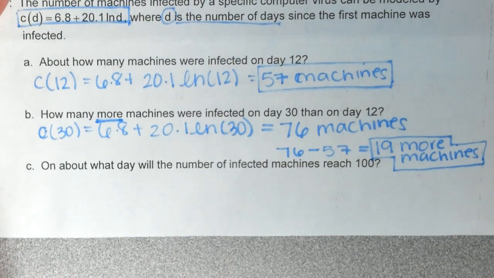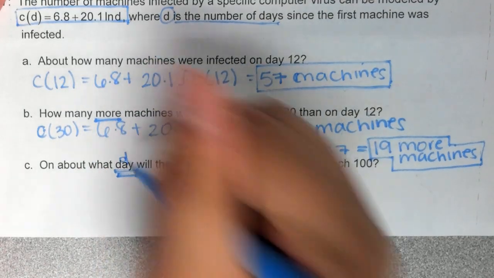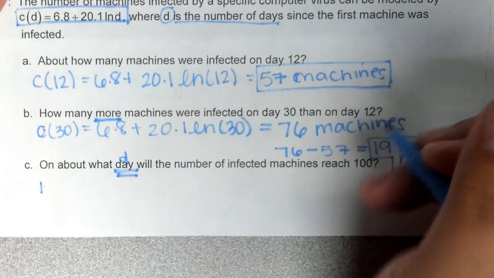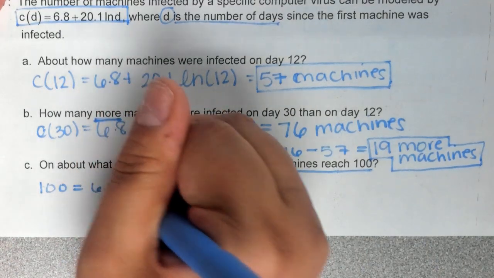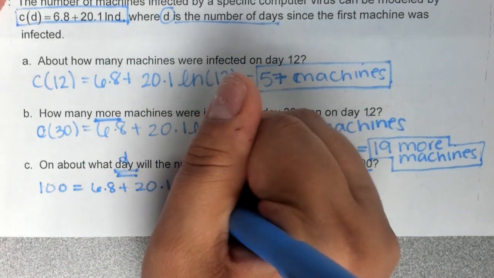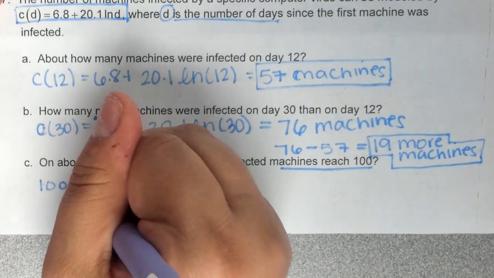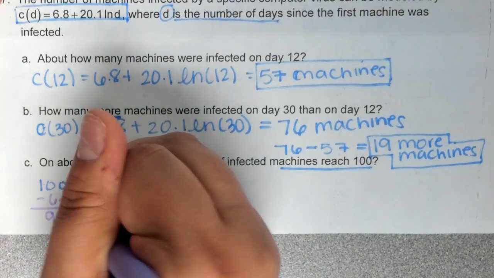This last problem says on what day, so what am I looking for here? On what day will the number of infected machines reach 100? So the machines equal 100. So I'm going to set it equal to 100. How do I solve for D? By the way, we're going to be solving next week on Wednesday, but you should mostly know how to solve this. Which gives me 93.2.